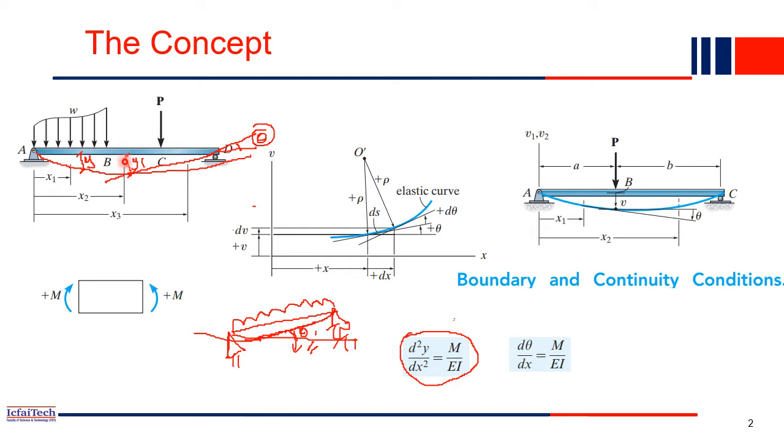Y means deflection, and theta is the slope. Our main objective is to calculate the deflection and slope. So how can you find y from this equation? The double derivative of y, d square y by dx square, is equal to M by EI, which we derived in the last class. So from here, how can you find y? We have to integrate the equation.